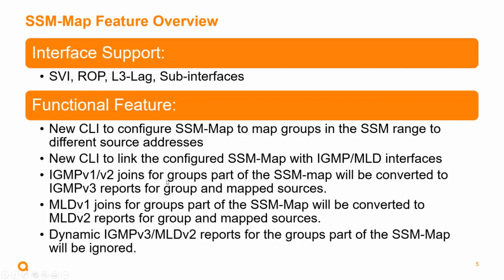When we receive those joins, we will convert those to IGMP reports for that group and map to those sources. Same thing with MLD: we will receive those joins from that MLD version 1 client and convert them to an MLD version 2 report for the group and map it to those sources. Now, the dynamic IGMP version 3 and MLD version 2 reports for those given groups that are part of the SSM-Map will be ignored. If they are outside the groups that we have the static mapping for, those would be honored, because the static takes precedence over dynamic.